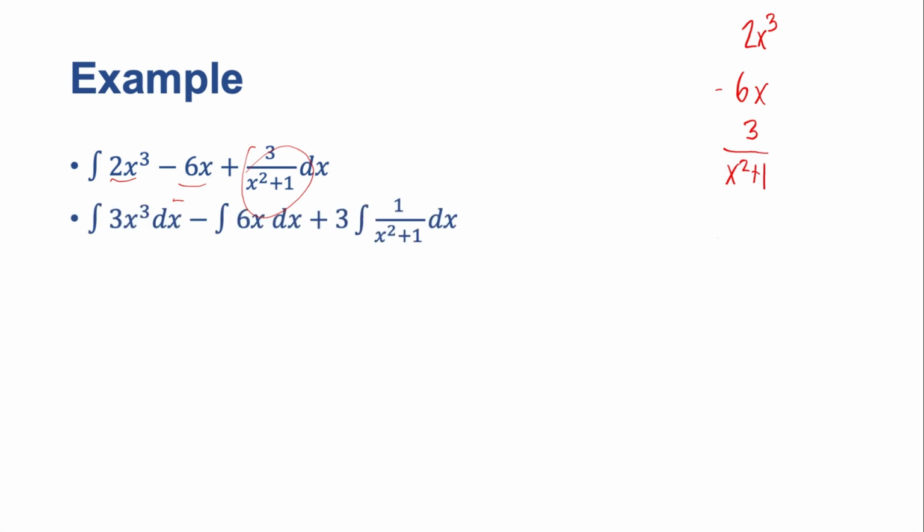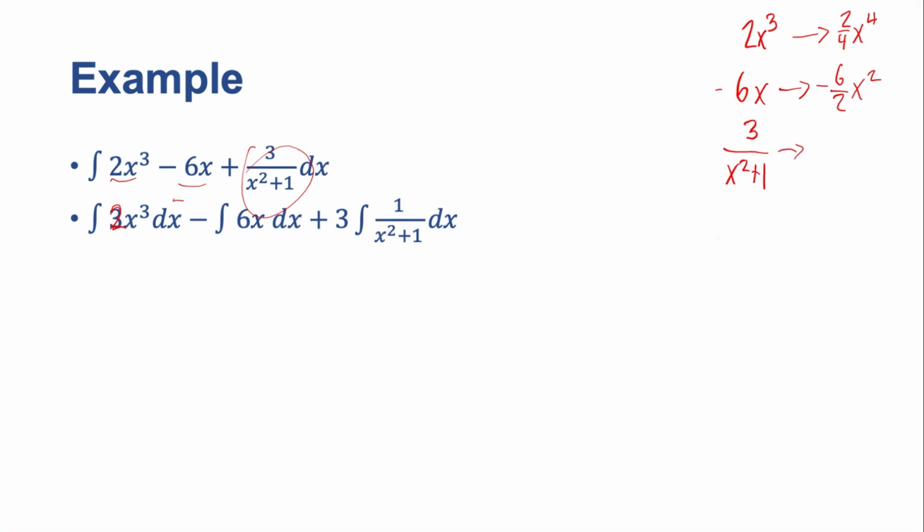All right. So now we're going to separate all of this with the sum rule. So we get the integral of 2 times x cubed dx minus the integral of 6x dx plus 3 times the integral of 1 over x squared plus 1 dx. All right, so 2x cubed, that's an easy one. This one goes to x to the 4th, then 2 over 4, so we get 1/2 x to the 4th. Then negative 6x, we get x squared, and then 6 over 2, which is 3. So we have negative 3x squared.